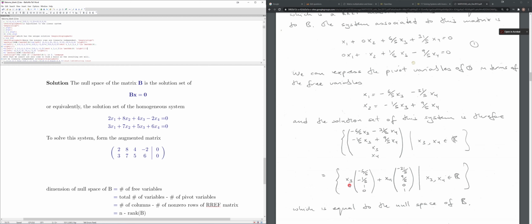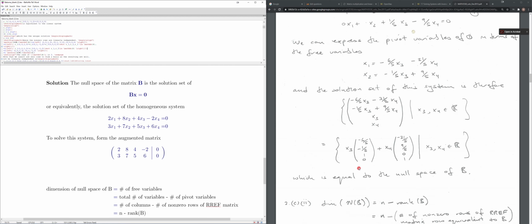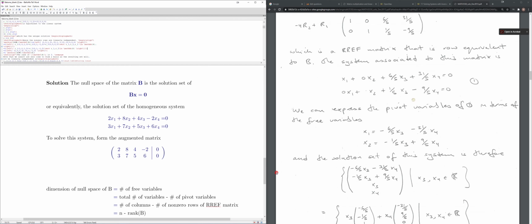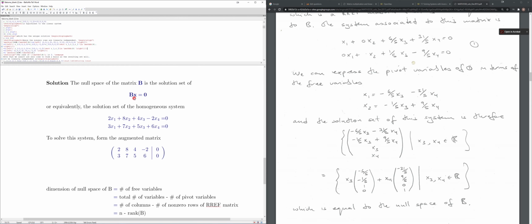And then once you have that, you can factor out the x3 and you can factor out the x4, right? Okay, so this over here is your solution set of this system over here, and therefore it's a solution set of this system over here, right? And because it's a solution set of this system, it's a solution set of this matrix equation, right? And the solution set of this matrix equation by definition is a null space of the matrix B, right? So this here is my null space of B.